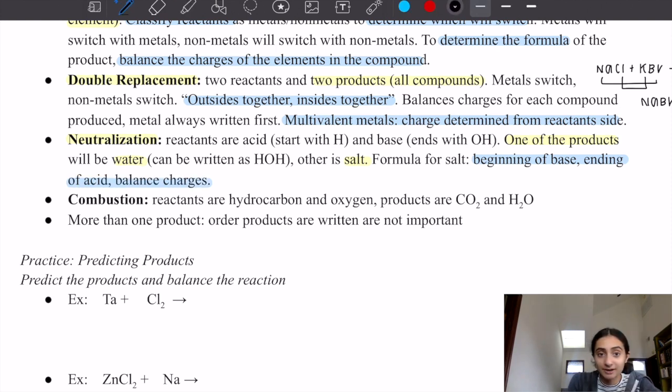So the beginning of your acid will be H, the end of your base will be OH, those two will come together to make H2O, and then the end of your acid and the beginning of your base will come together to make the salt.